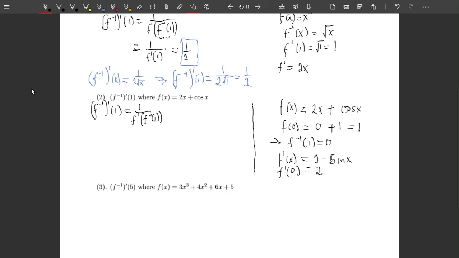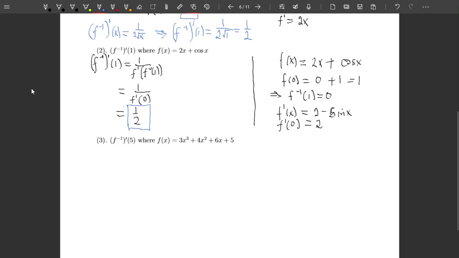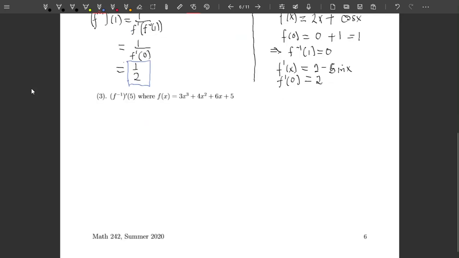So if I plug in the values back into the formula, I get 1 over f prime of f inverse of 1, which is 0. And this will be equal to f prime of 0, which is 2. So I'm going to have 1 over 2 as the final answer. So for the function given, the derivative of the inverse function at 1 is 1/2. It's kind of like a coincidence for the first and second examples to have the same solution. Now we try to solve this one also, or employ the same method for example 3.